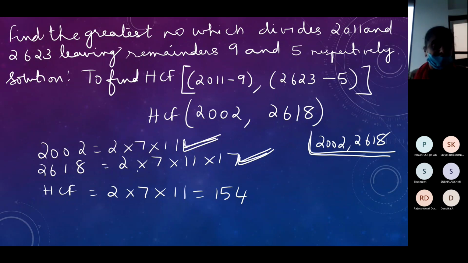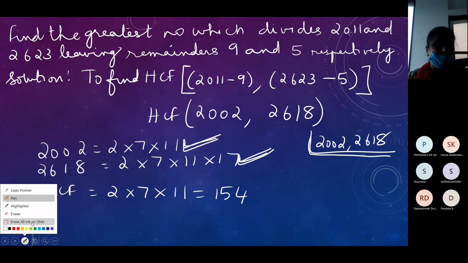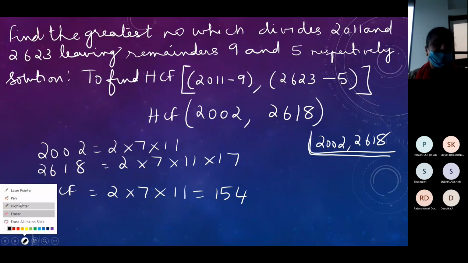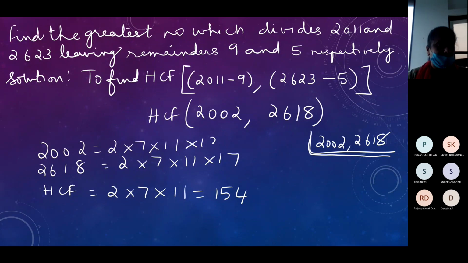Oh yeah, she's written 13, meaning there is 13 in her book. Thank you. 2, 7, 11, 13 is there. 2, 7, 11, 17. All right. So 154 is the greatest number. You'll have to write it like that: 154 is the greatest number that divides 2011 and 2623, leaving remainders 9 and 5 respectively.